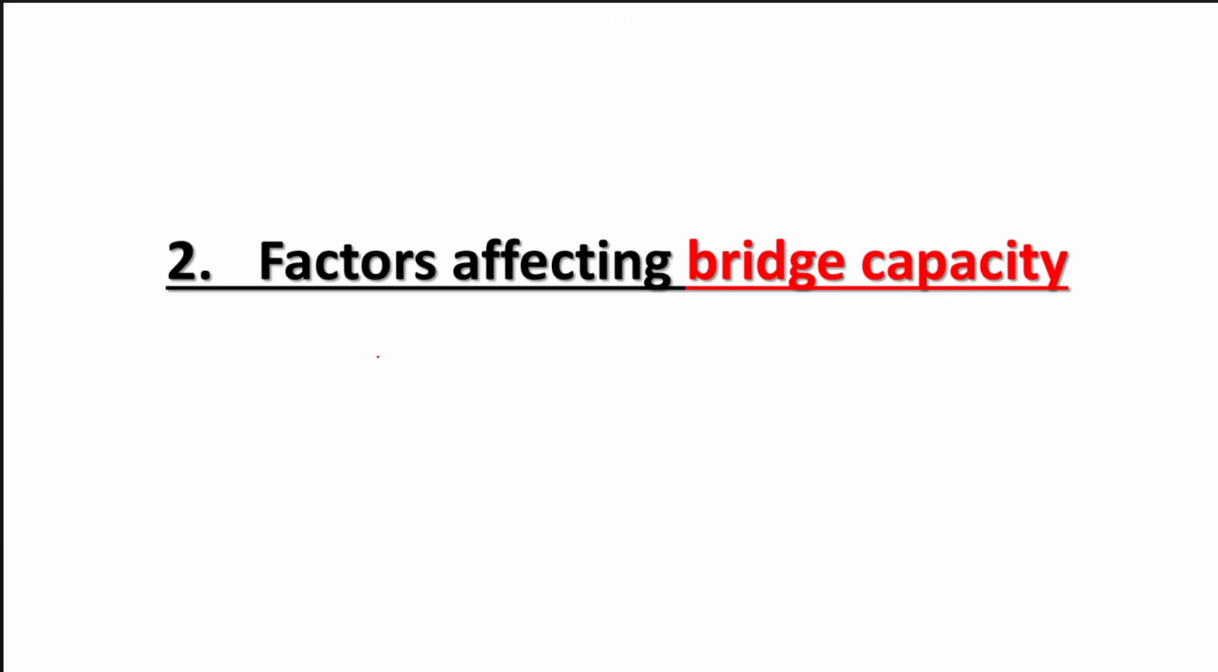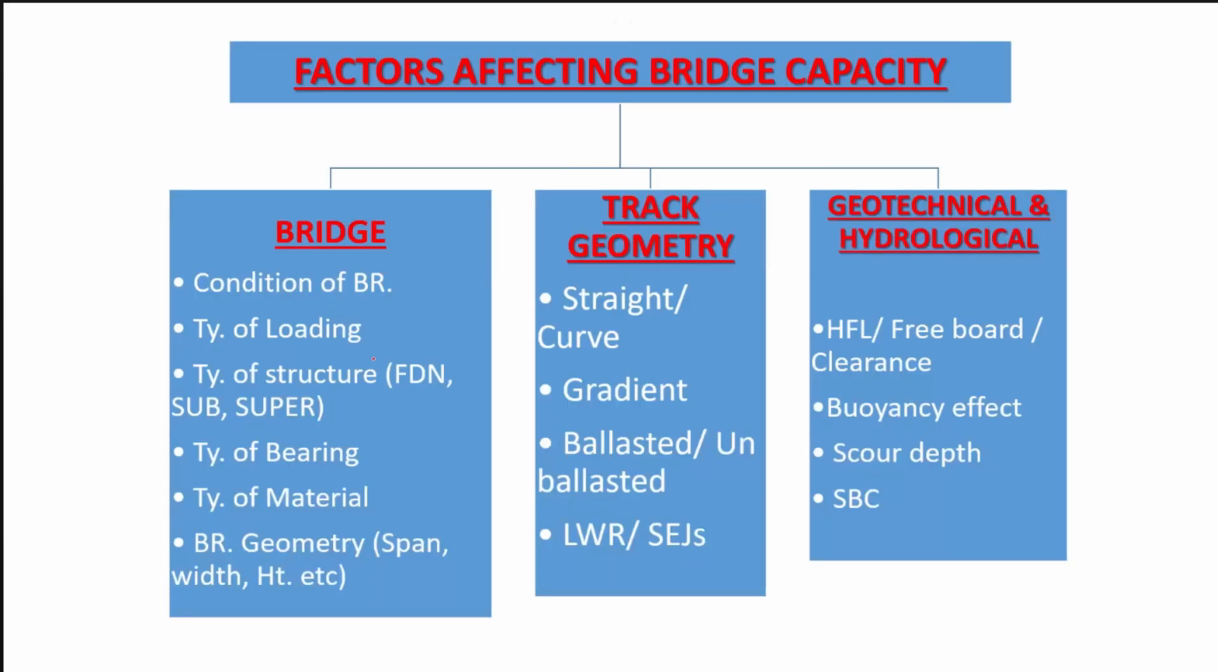So what are the factors required to calculate the bridge capacity for carrying our hauling rolling stock? There are the main components: first, the bridge; second, the track; and third, the geotechnical and hydrological properties. Bridges means the condition of bridges. This is very much important.